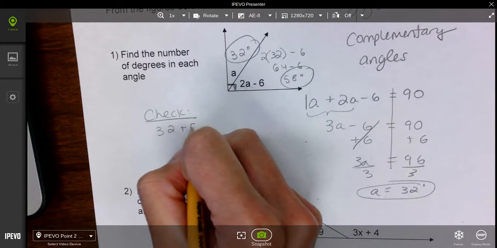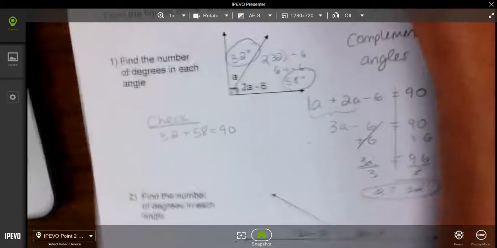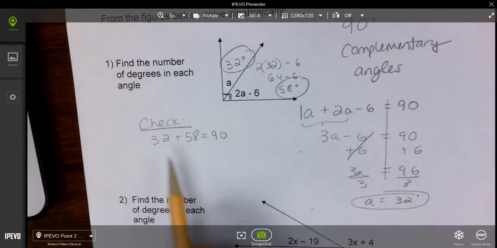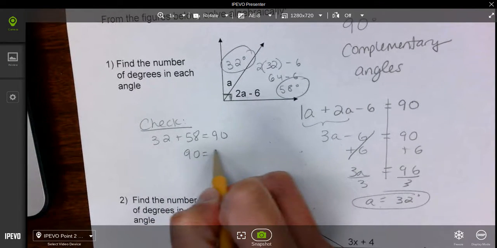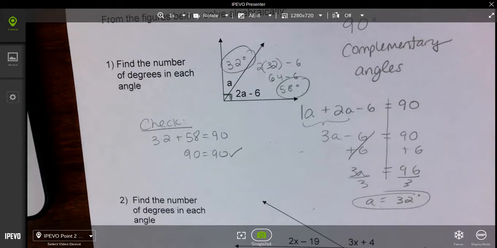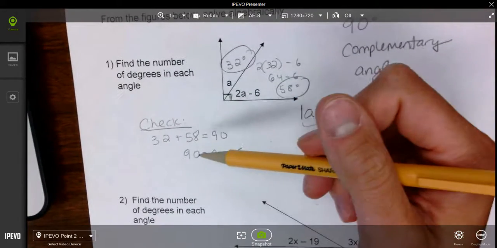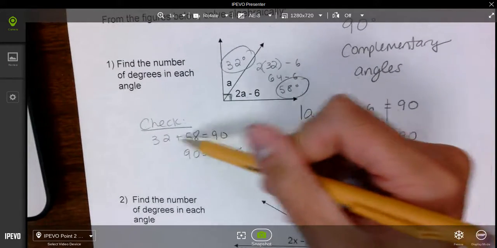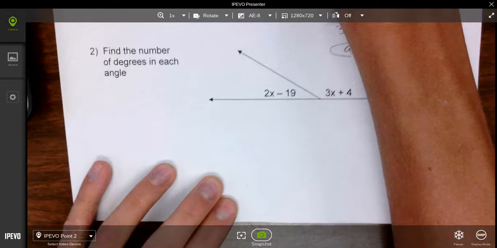My 2 angles together, we said we're supposed to add up to 90 degrees, right? That was the definition of complementary angles. So over here, if I do 32 plus 58, hopefully I get 90, and I'm going to type this into my calculator just to be sure. 32 plus 58, it does give me 90. So 90 equals 90. My math works. Again, if you don't put this on your paper, at the very least, type this into your calculator and verify you get the number you wanted it to be.